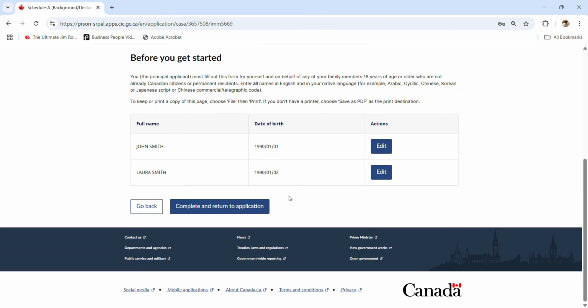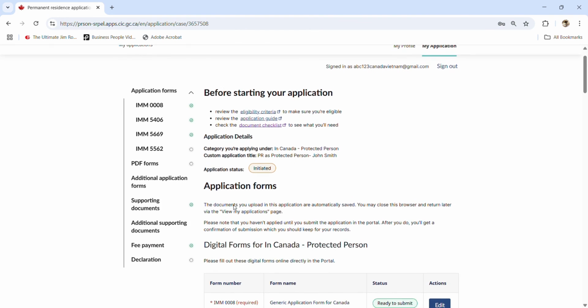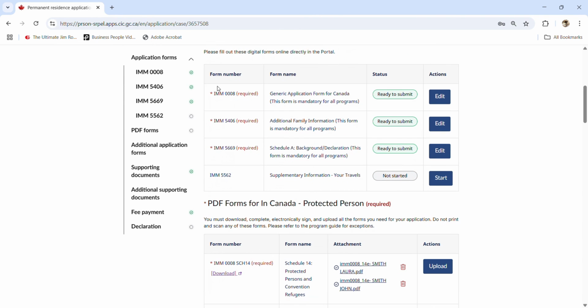And here is the main page. John Smith completed his form, and he also filled out the form for Laura Smith. Now let's click on complete and return to application. Okay, so here you go guys, for the IMM form 5669, the status changed from in progress to ready to submit. It means that everything here is filled, and we are done for today. I hope the video is helpful to you and your family.